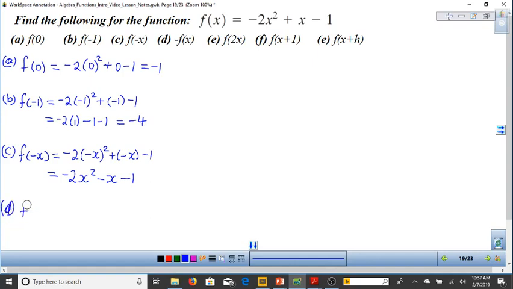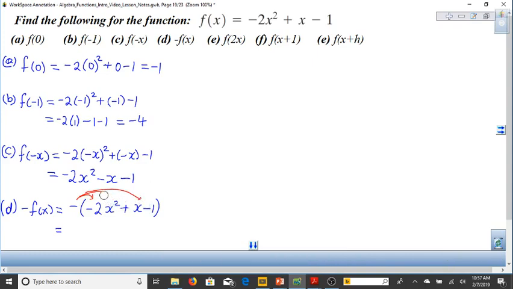We have negative f of x. Negative f of x means just take the whole f of x function and make it negative. So I'm going to put the f of x function in parentheses, negative 2x squared plus x minus 1, and I'm going to put a negative in front, which means change all the signs, basically multiplying each term by a negative 1. So that gives me a positive 2x squared minus x plus 1. So negative f of x is 2x squared minus x plus 1.